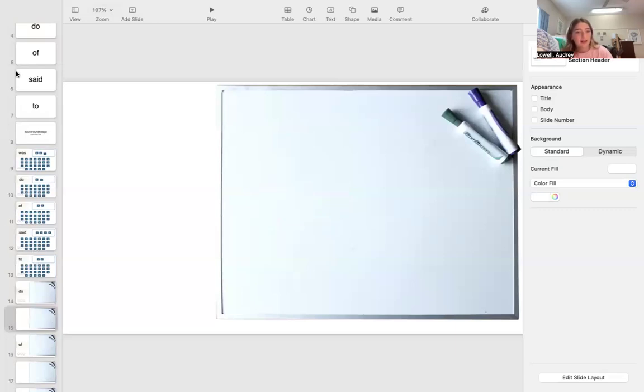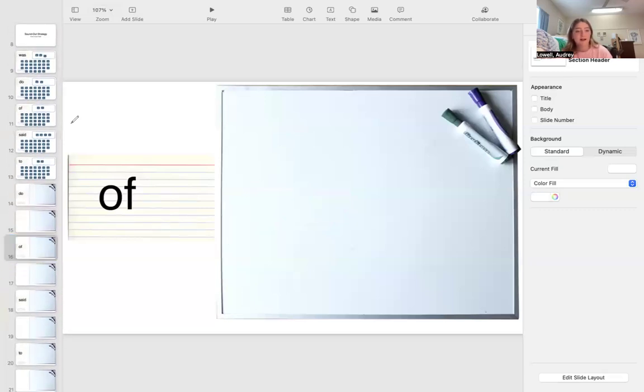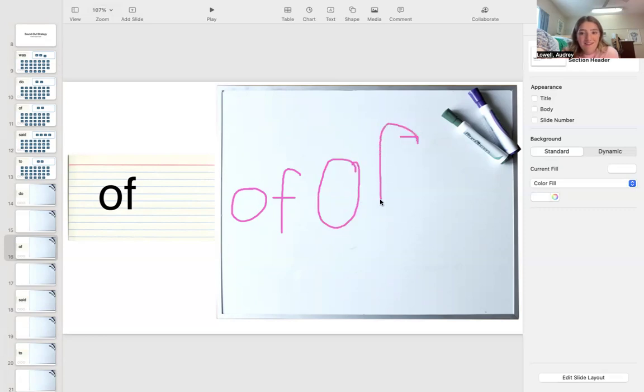Next, the word is of. So can we copy down of as it's written here? Of. O-F. Great. Now let's write of as big as we can. O-F. Great. Now let's write of as small as we can. O-F.